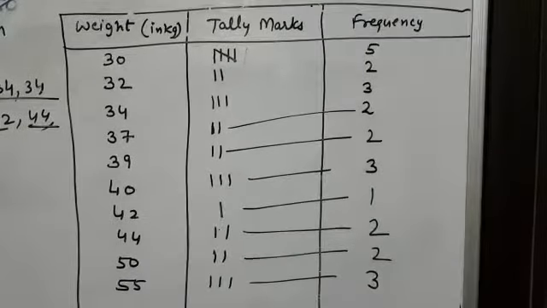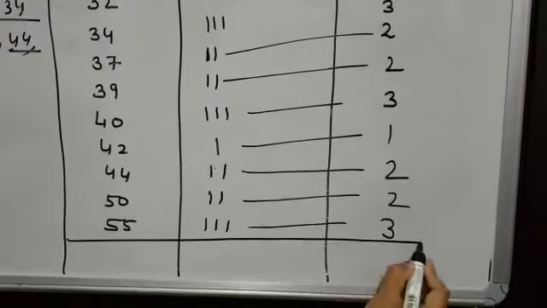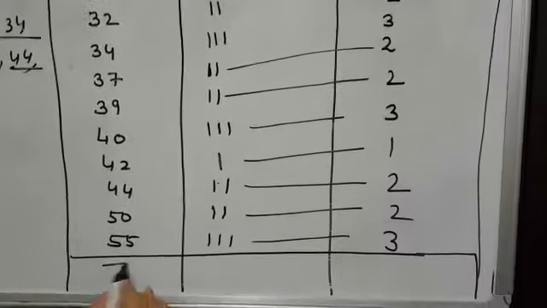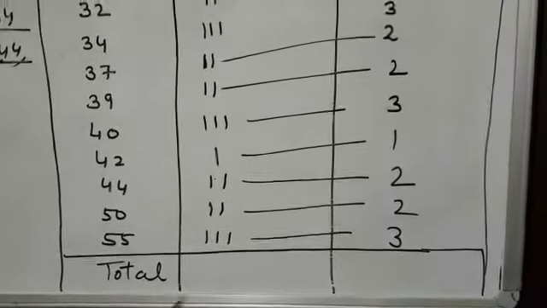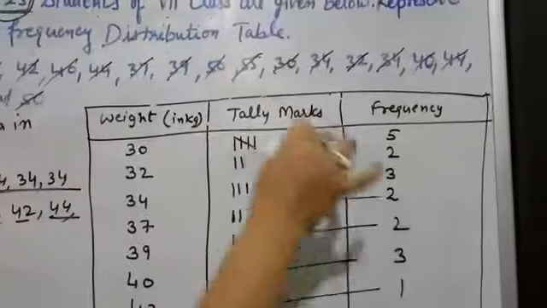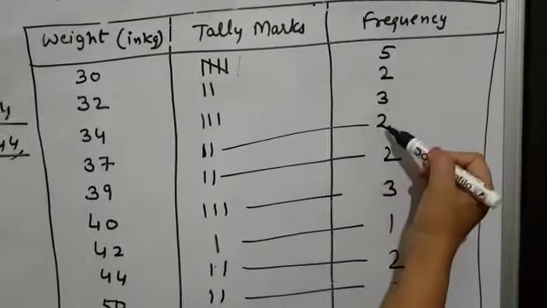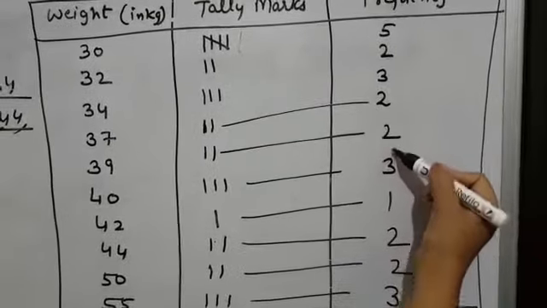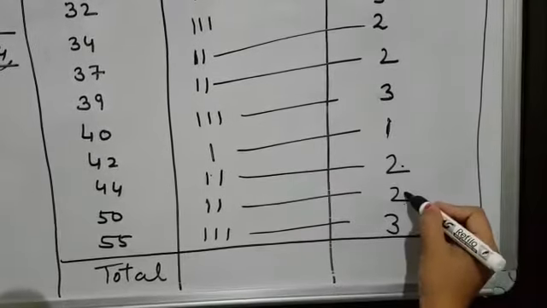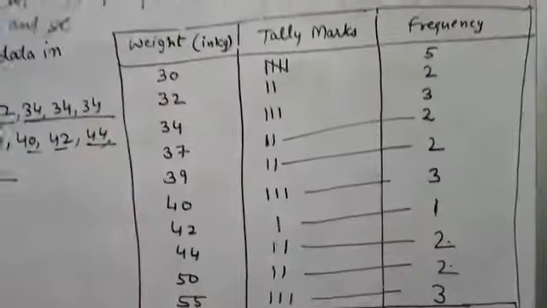So this is your frequency distribution table, and how will you get to know that your sum is correct or you have not left any number? How can you make sure? You can write total here and add up all these numbers. If it gives you a total of 25, that means your sum is correct. So you can add up all these. 5 and 2, 7, 3, 10, 10 to 12, 14, 17, 18, 20, 22 and 3, 25. So the total is correct. It means our sum is also correct.